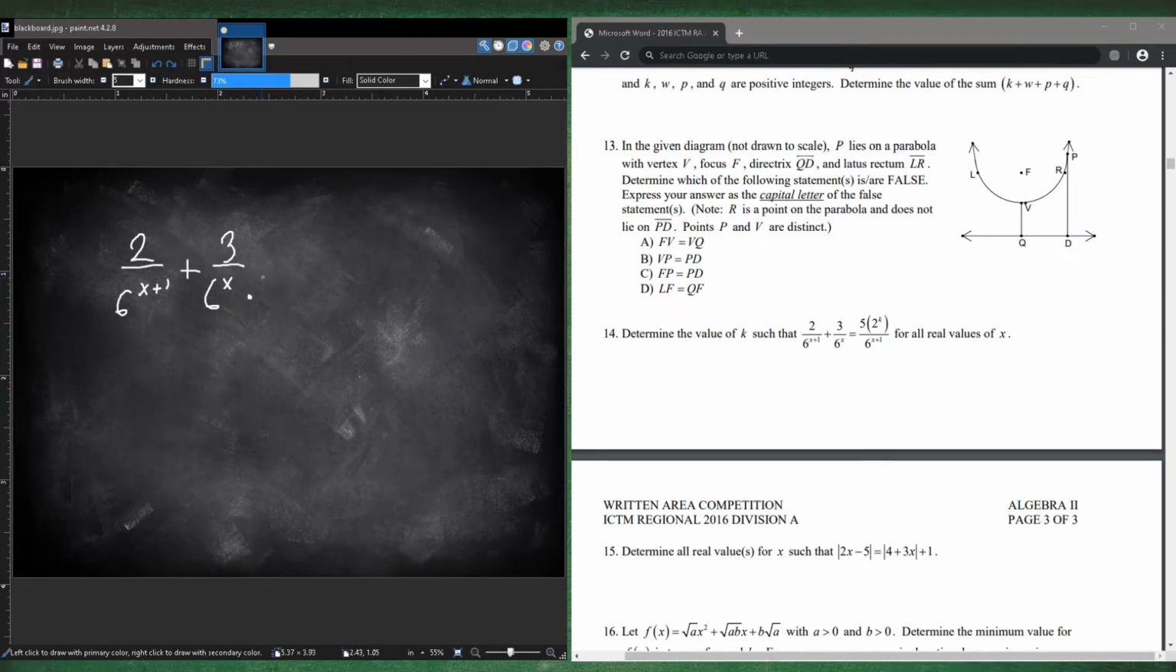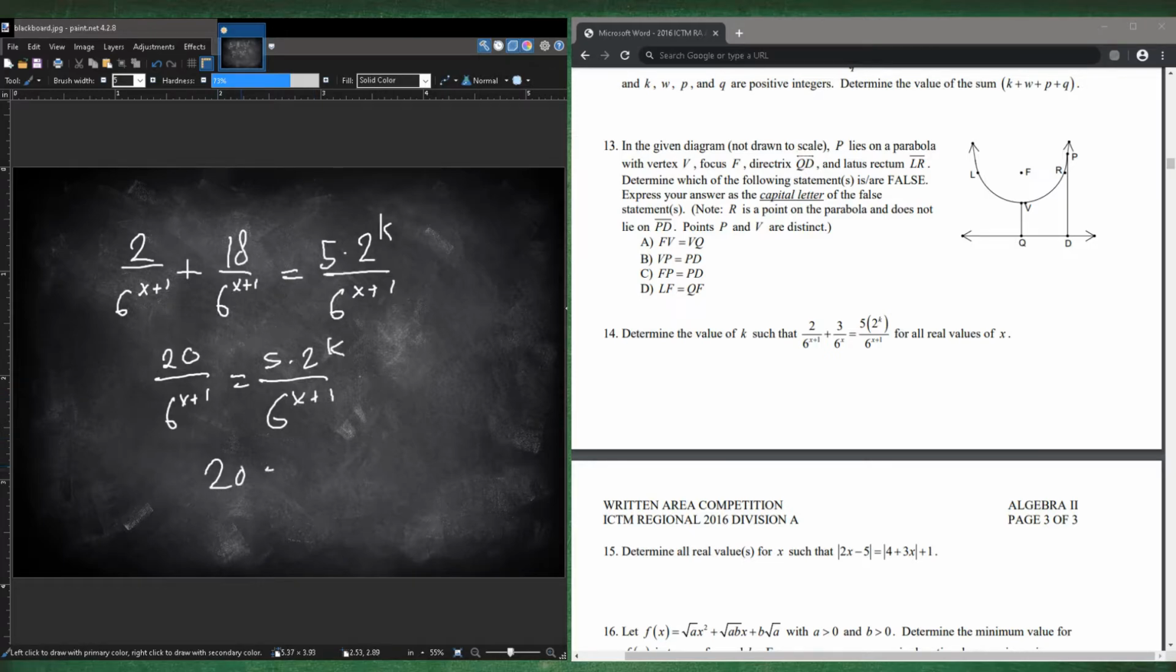Since there's already 6x, we just need to multiply the bottom by 1, so multiply by 6 over 6. So this 6 times 6x would just make this plus 1, right? So then it's just 3 times the 6, which is 18. So this is the same thing as 18 over 6x plus 1 is equal to 5 times 2 to the power of k over 6x plus 1. So adding them together, that's 20 over 6x plus 1 is equal to 5 times 2 to the power of k over 6x plus 1. So 20 is equal to 5 times 2 to the k. So 4 is equal to 2 to the k. And 4 is just equal to 2 to the power 2. So k is equal to 2. So the answer for 14 is just 2.